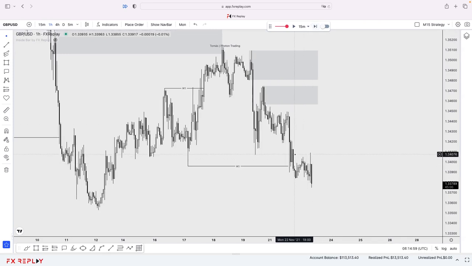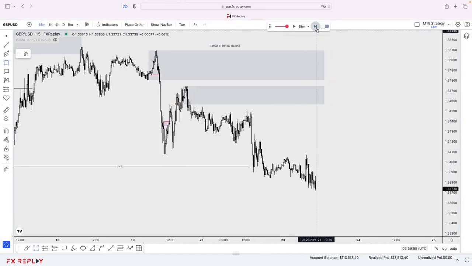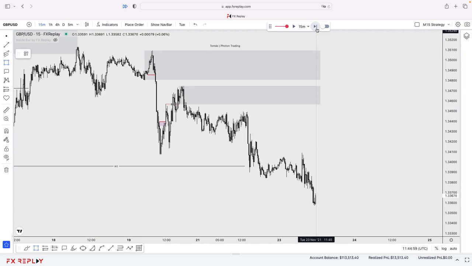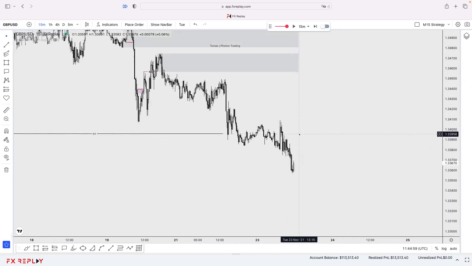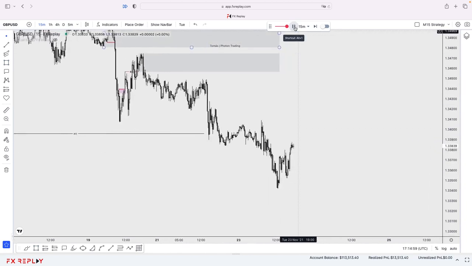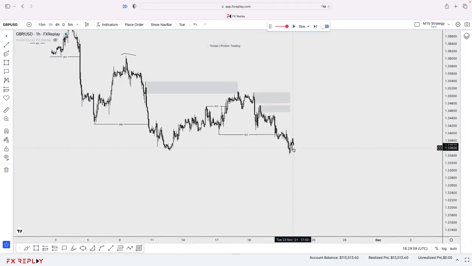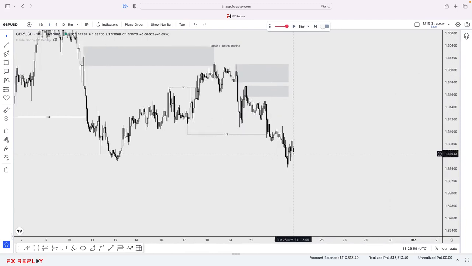So we have that mitigation. If it not mitigates, we're fine, but we have the change of character. So now I can look for sells. I'm not sure if I will get the trade, but yeah, no trade. No trade. 23. So let's continue.